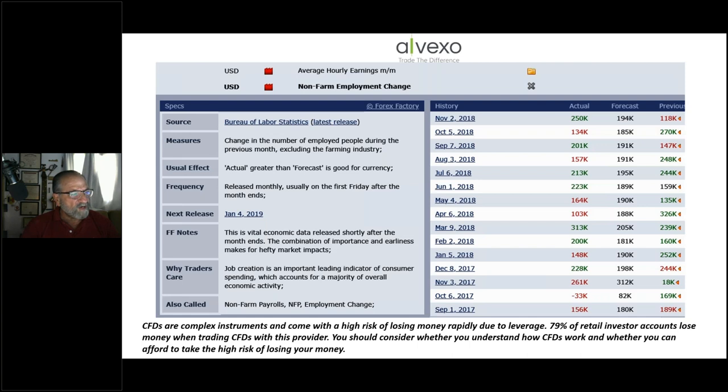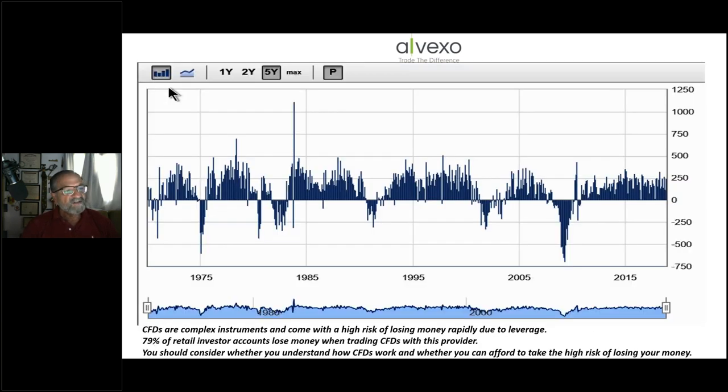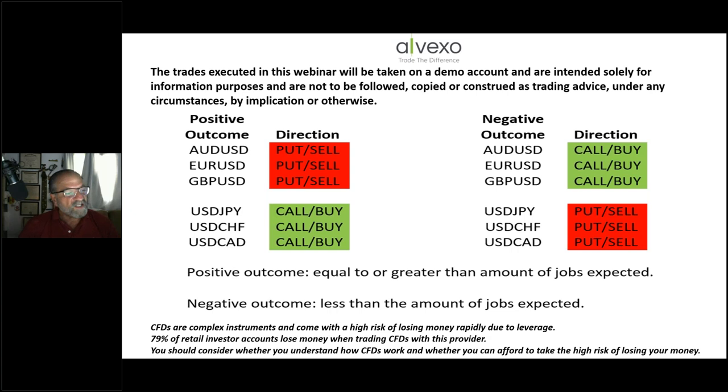Now, this is just a chart from Forex Factory telling us what the report is, past events, et cetera. This is a histogram of past events, which we'll go into. This is an old chart, so this is just an example, but when we're done with this little presentation, which won't take 10 minutes, we'll go into the real data and I'll show you what's really going on. This, ladies and gentlemen, is the crux of the matter, the essence of what we're up to today.